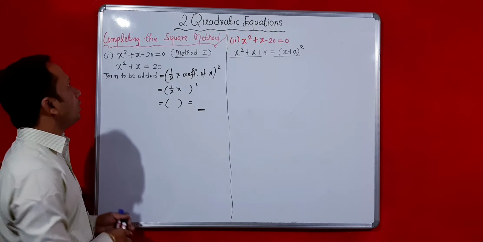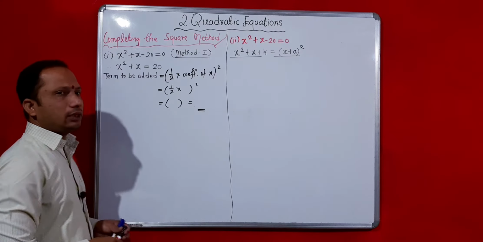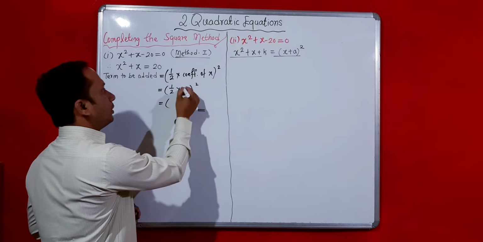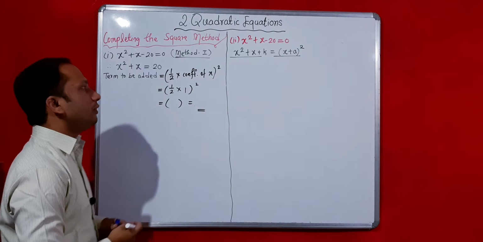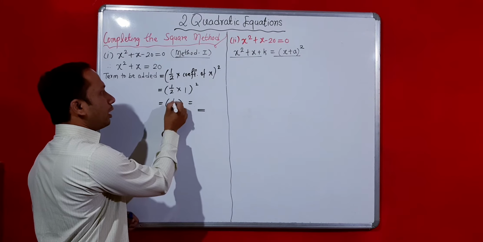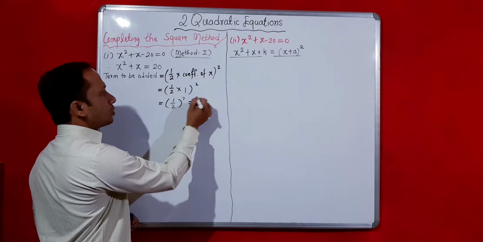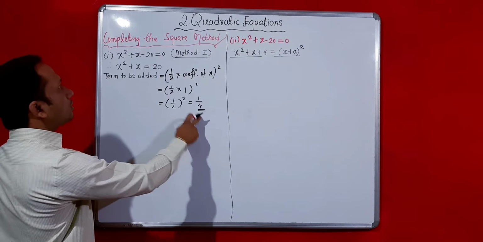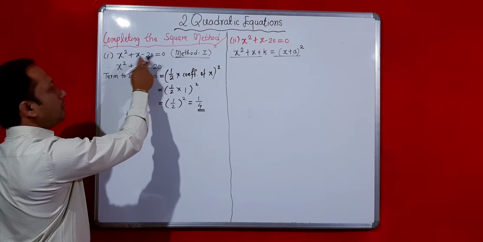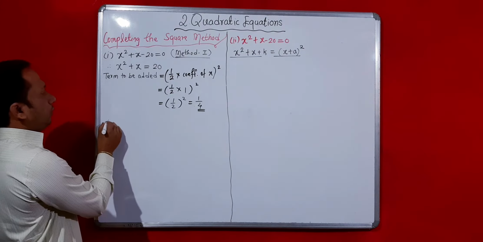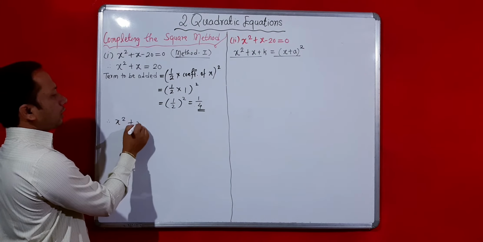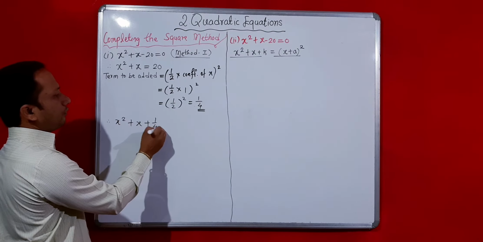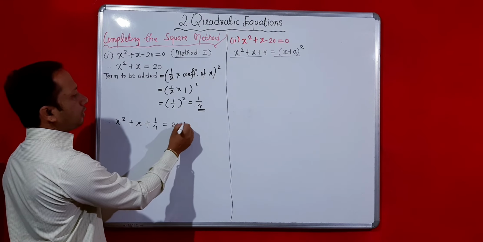So 1/2, what is the coefficient of x? You can see that there is 1 only. If there is no number, there is 1. So 1/2 into 1, I get 1/2, and bracket square, so I will get 1/4. Now I have to add this number on both sides, LHS and RHS, of this equation. Therefore, I will write x square plus x plus 1/4 is equal to 20 plus 1/4.